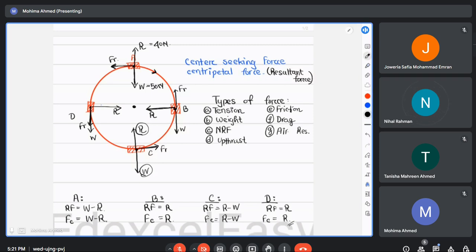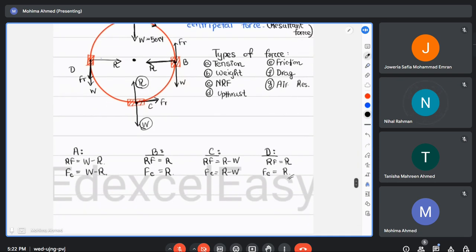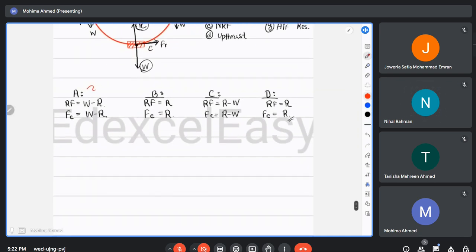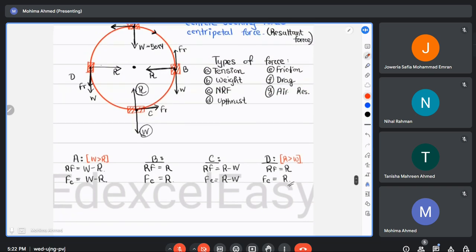Then let's move on to the next one. This is A, B, C, D. Okay, one thing I should write down over here. For this section, I was considering that weight is greater than reaction force, and reaction force is greater than weight. Right. Weight greater than reaction force, reaction force greater than weight. These are the concepts.